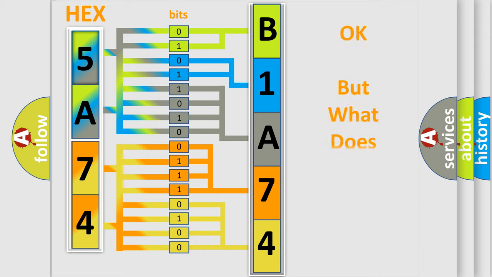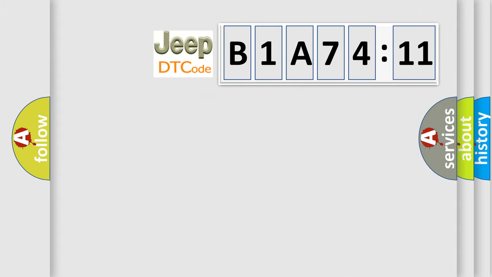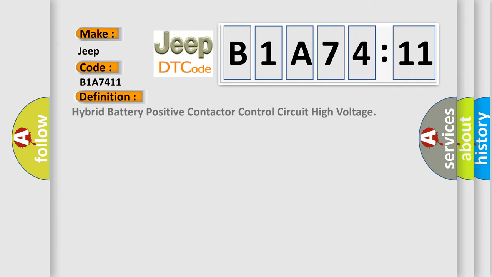The number itself does not make sense to us if we cannot assign information to what it actually expresses. So, what does the Diagnostic Trouble Code B1A74-11 interpret specifically for Jeep car manufacturers? The basic definition is hybrid battery positive contactor control circuit high voltage. And now this is a short description of this DTC code.